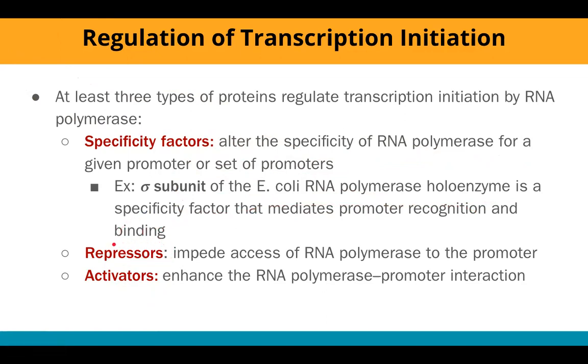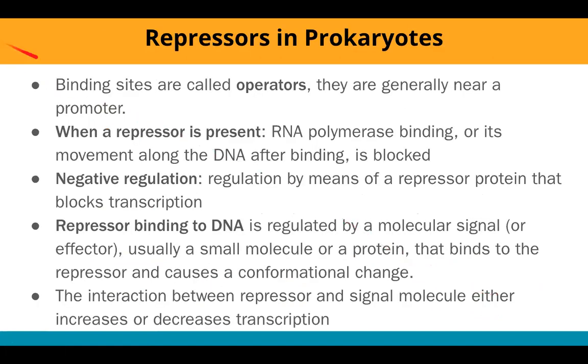The next type of proteins that regulate initiation of transcription are the repressors. They are the ones that impede access of RNA polymerase to the promoter. So remember from the discussion on transcription, in order for the RNA polymerase to transcribe RNA, it needs to bind to the promoter. Okay, we have activators. The activators enhance the RNA polymerase promoter interaction. Binding sites are what we call operators.